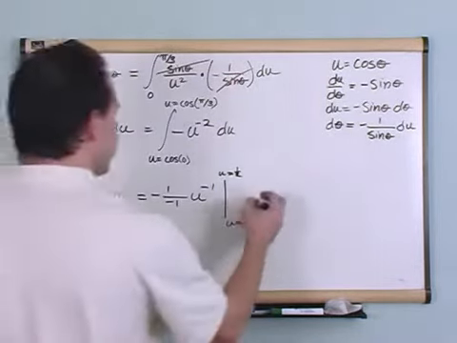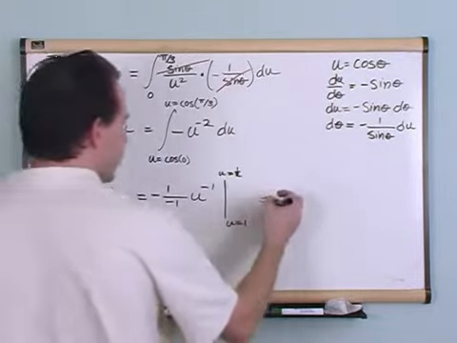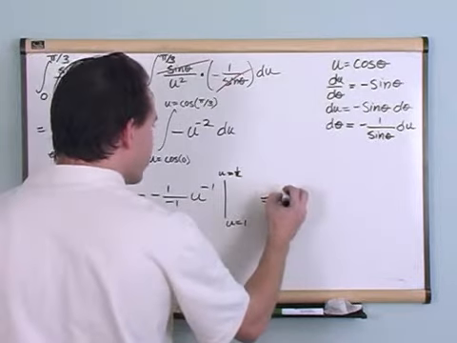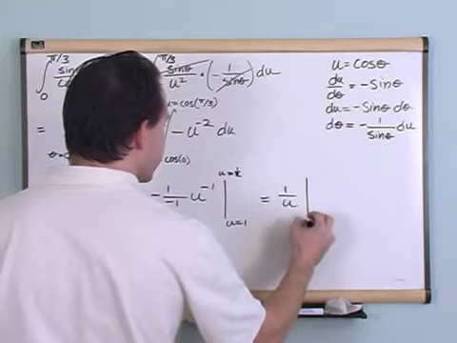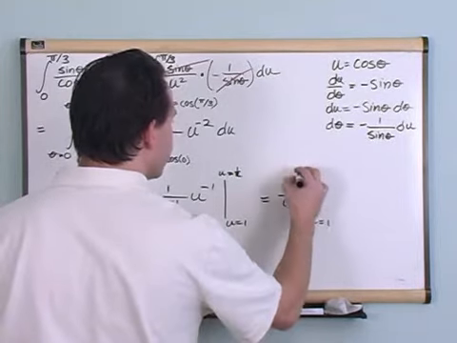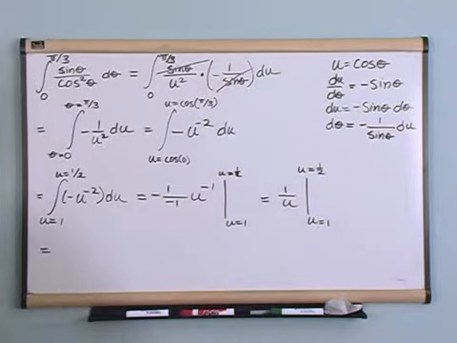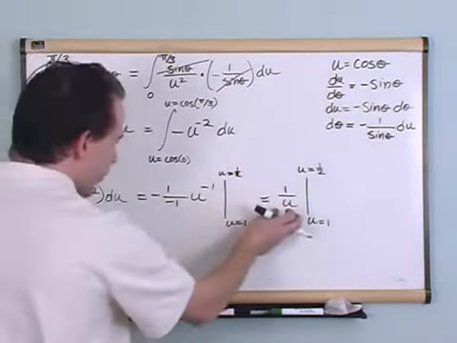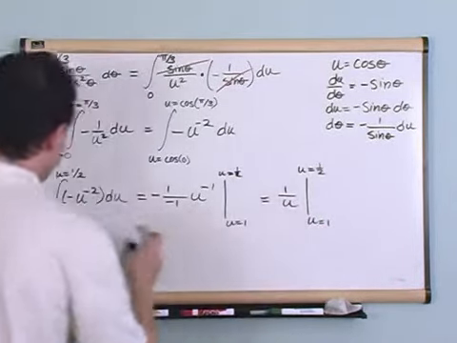And so in the end, these negatives are going to cancel. They're going to make a positive. So you're going to have u to the negative 1, which at this point I'm going to write as 1 over u, integrated from u is equal to 1 to u is equal to 1/2. And so don't forget the fundamental theorem of calculus, which says that when you want to do a definite integral, you integrate it, but then you evaluate it at the top limit and then subtract evaluating it at the bottom limit.